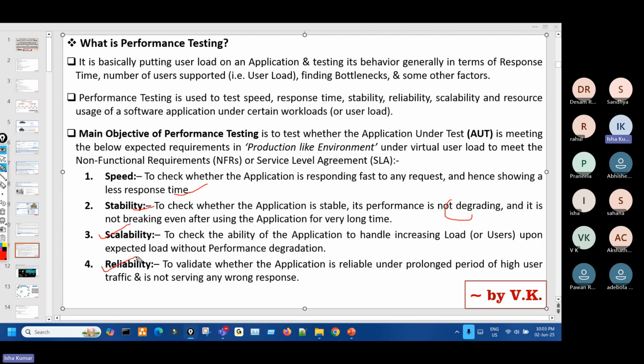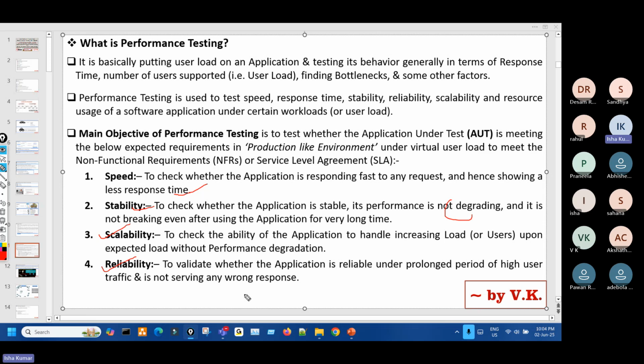Then reliability is where it is used for a prolonged period and with heavy user traffic, so it should be reliable. It should not serve a wrong response, or it should not go out of service. What is the meaning of reliable? Take the example of a car. When we are driving it, a good car should not break down very easily under a certain set of conditions, and that is where we talk about performance.